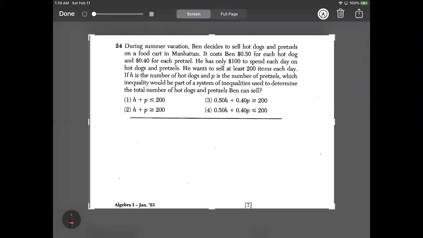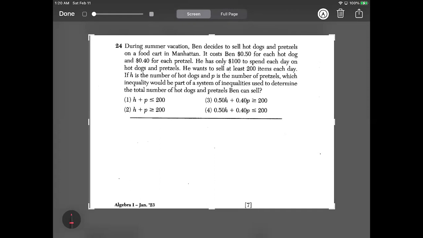All right, so 24 is generally considered one of the more difficult questions on the multiple choice part of the Regents exam. Basically, this is a word problem, but it has inequalities in it. But if you understand some basic things about the inequality, this can be a very simple question as well.